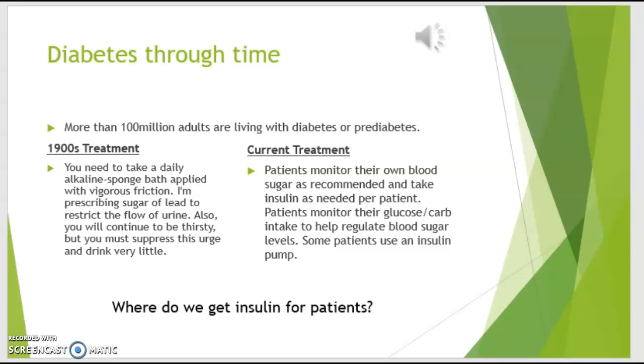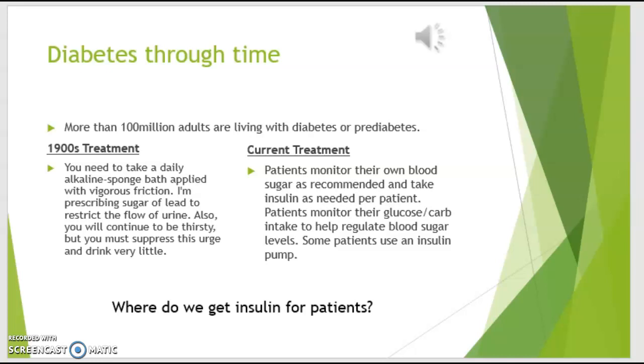So this first slide talks about diabetes through time and how we've treated it differently in the early 1900s to current treatment. And this unit starts off with diabetes and how we treat diabetes. But the big question at the bottom is, where do we get insulin for patients? So this is the question that's going to tie into our current lab.